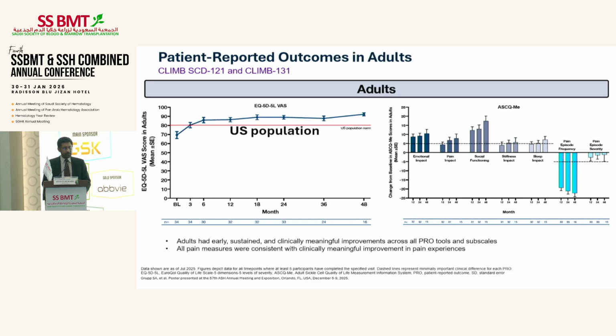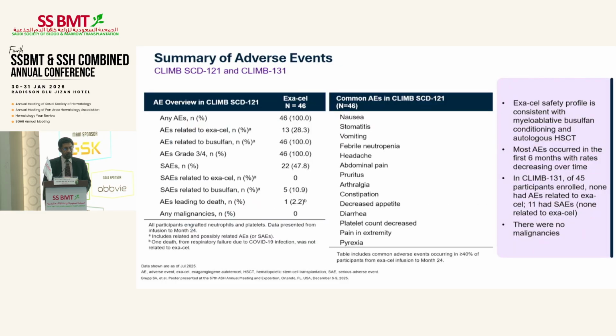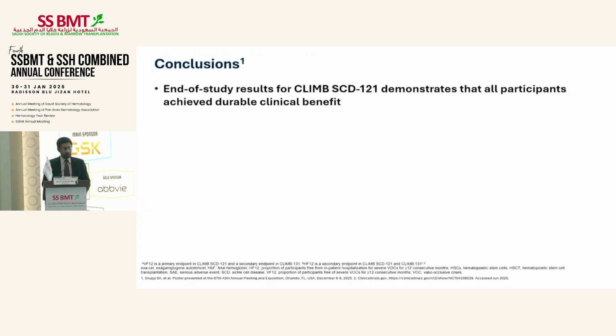So this is the quality of life of patients after the therapy, and you can see, compared to the US population, the quality of life of the patient in this trial has improved, and it's equivalent to the US population or maybe slightly better. The toxicity is related to the busulfan, which we expect because it's like an autologous transplant, and the mortality was about 1 patient died, which is about 2.2% of the patients.